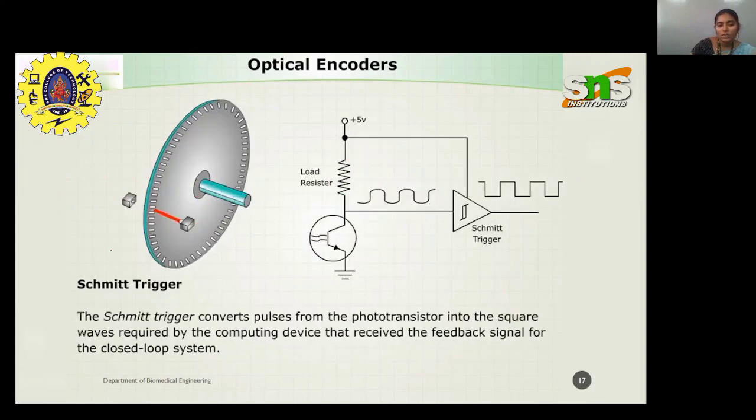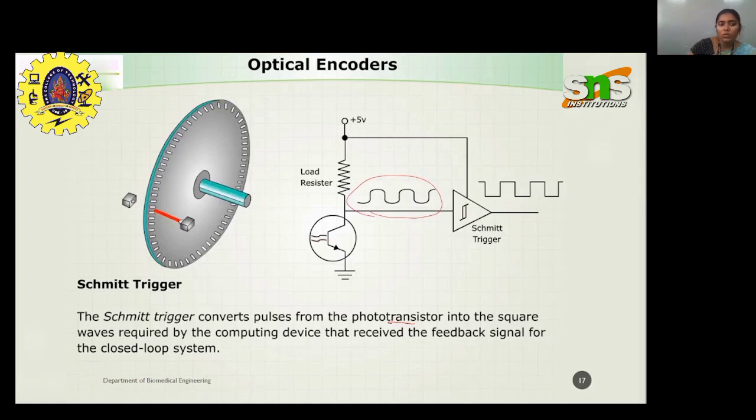Okay, so see, this is the schematic. The schematic's role is to convert the pulse from the phototransistor into the square wave, which is required by the computing device that receives the feedback signal for the closed loop system. This is the output you get from the phototransistor. From this output, you keep converting it into the square train pulse.